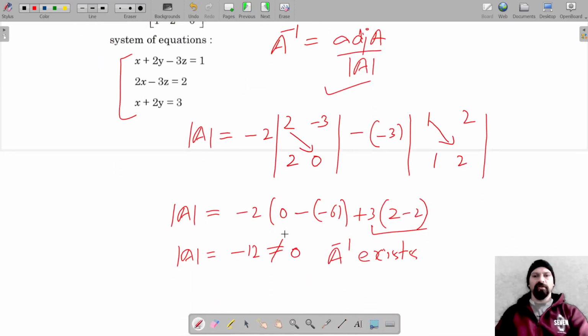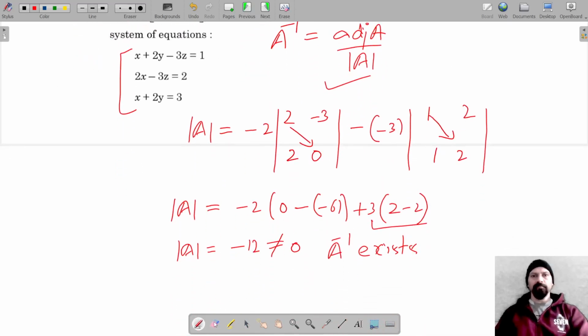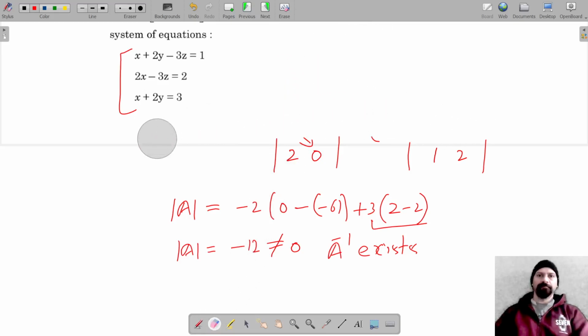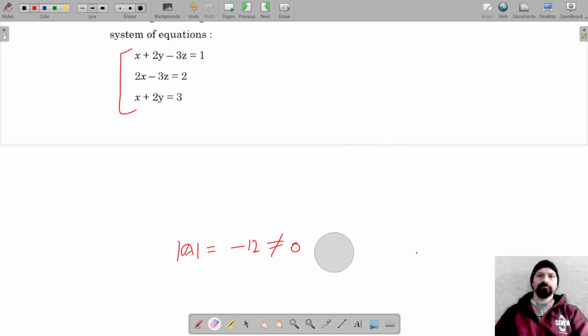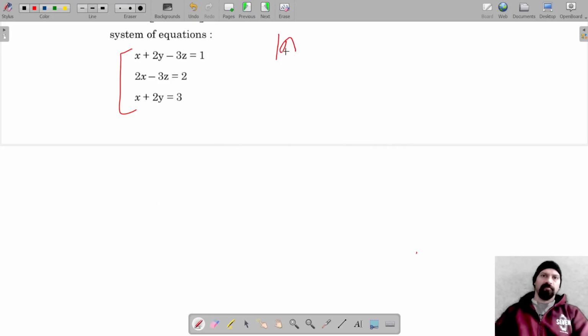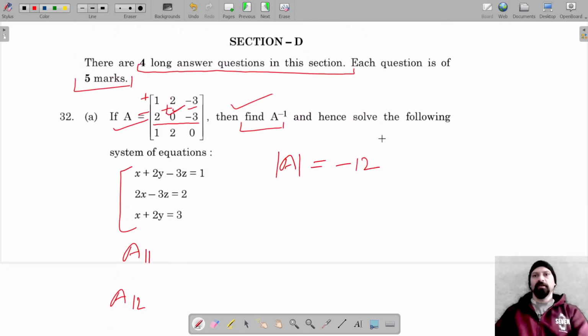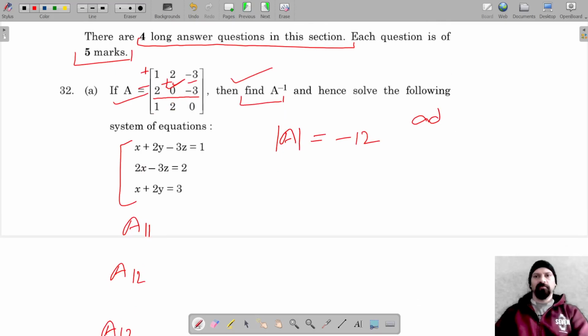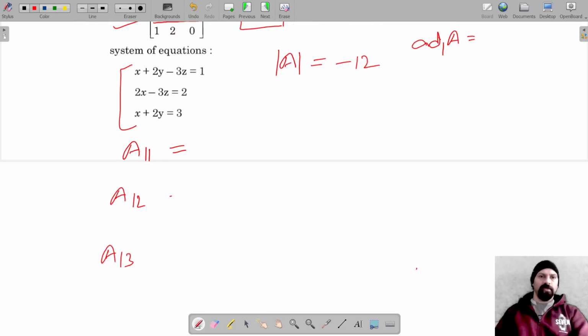To find the adjoint of A, I have got a determinant of A, which is negative 12. So let me just simply write it here. I'm going to erase this. So determinant of A is negative 12, and I'm going to now find adjoint of A, for which let's find the cofactors A11, A12, and A13. And this is where I'm going to write the adjoint of A. So A11, A12, and A13.